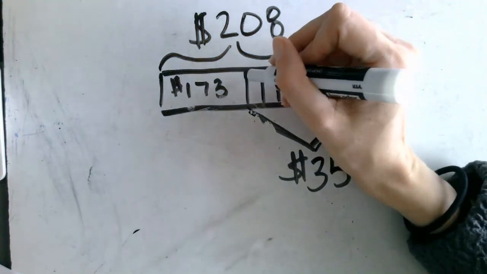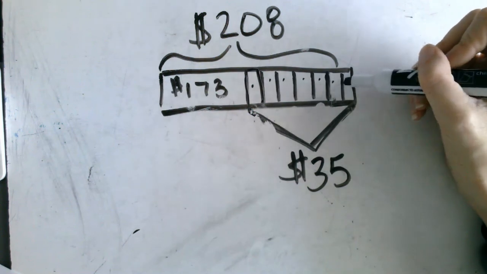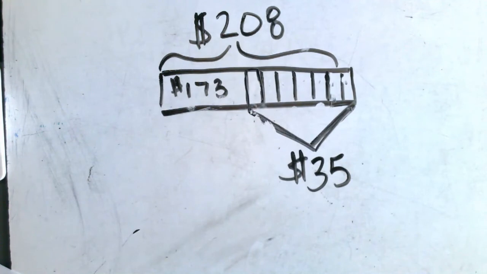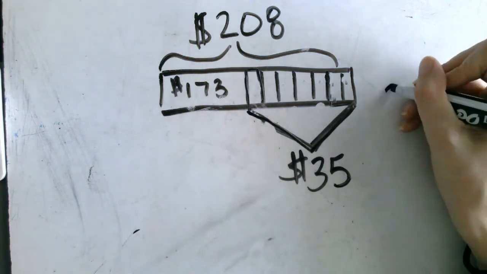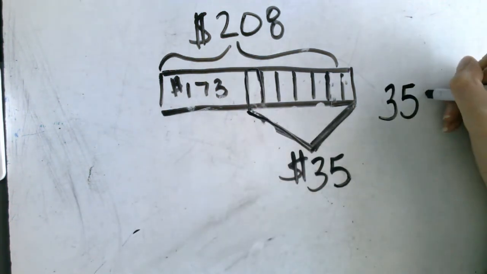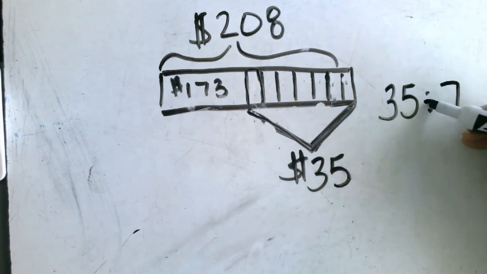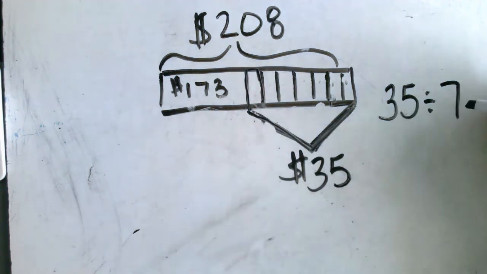We split our boxes into 7 parts before. 1, 2, 3, 4, 5, 6, 7. Each box represents one of the weeks that Joe worked. We have to figure out how much money Joe earned in one of those weeks. To do that, we have to take the $35 he made over all 7 weeks, and we have to split it into 7 equal parts. Let's write the equation for that. 35 divided by 7. When we're splitting a number up into equal parts, we're doing division.